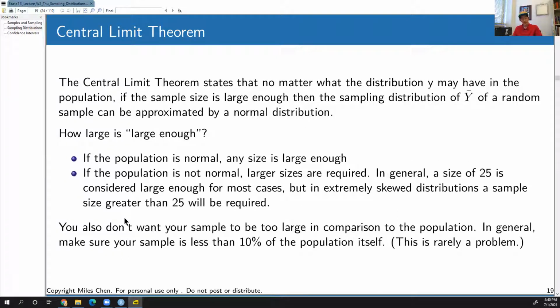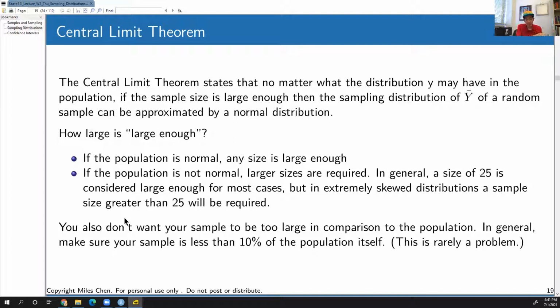So this is known as the central limit theorem. We're going to have just a loose definition of the central limit theorem. If you were to major in statistics, you would have a much more formal and rigorous definition of it. But for this intro class, this is good enough. The central limit theorem says that, no matter what kind of distribution the population looks like, if your sample size is large enough, then the sampling distribution of y bar, that is, the sampling distribution of the sample mean, can be approximated with a normal distribution.